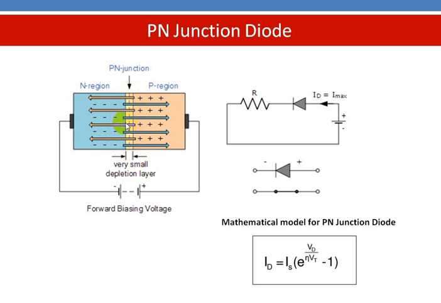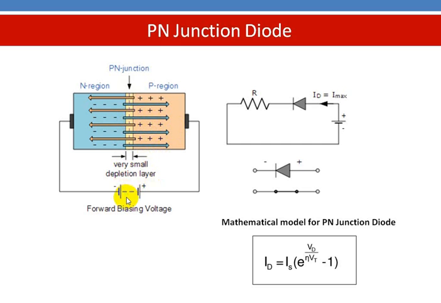As a result, a barrier potential will be created, which will be around 0.7 volts for silicon, whereas 0.3 volts for germanium. If the device has to conduct current, we have to apply a forward voltage at least equal to this barrier potential. This voltage is also called the cut-in voltage, or the threshold voltage.